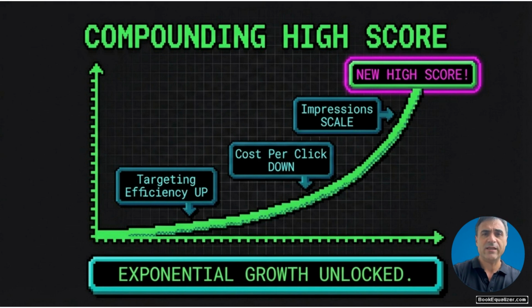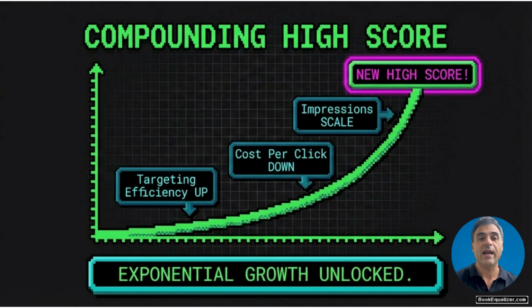Second, cost per click decreases. As your campaigns prove they convert, Amazon's auction system rewards you with lower costs. Better quality score equals better ad placement at lower prices. Third, impression scale. With 5 accounts all showing positive metrics, you're dominating more search results. Your book appears more frequently, in more places, to more potential buyers.